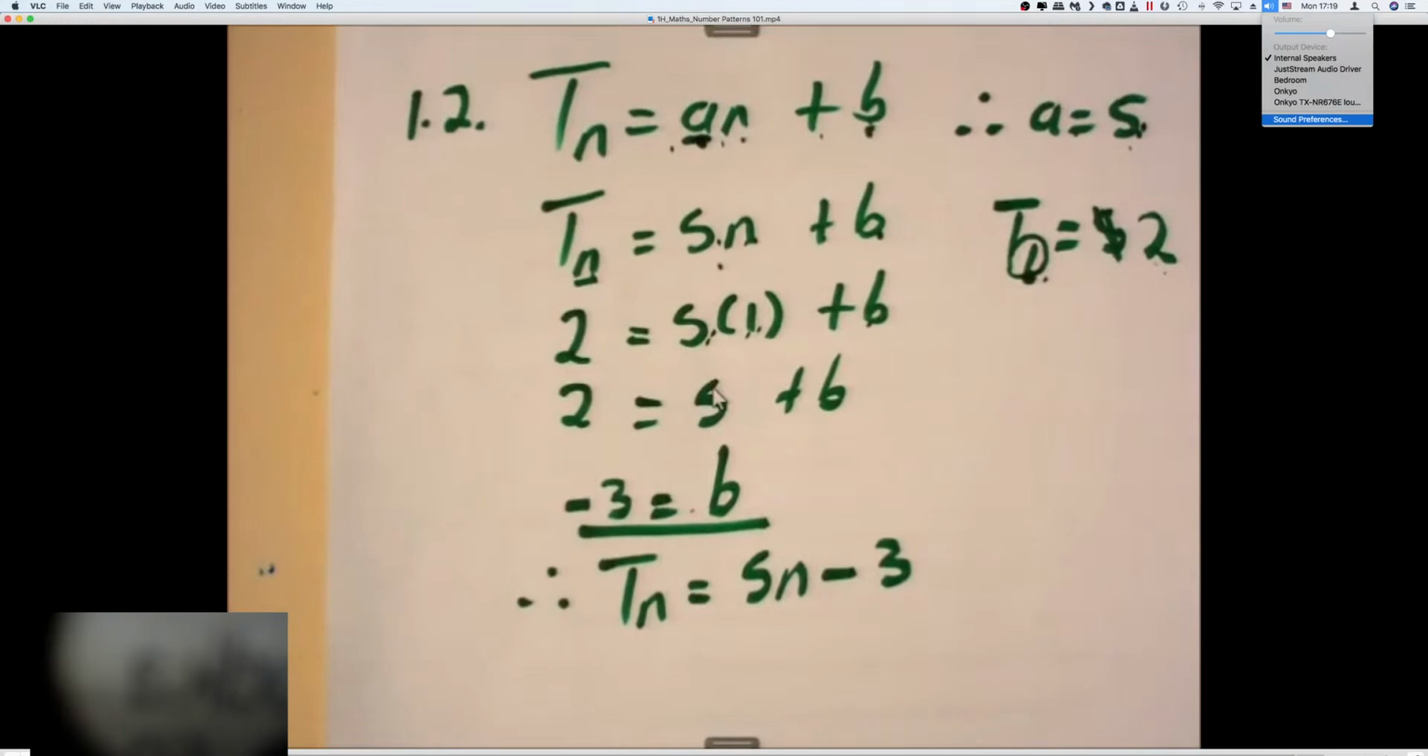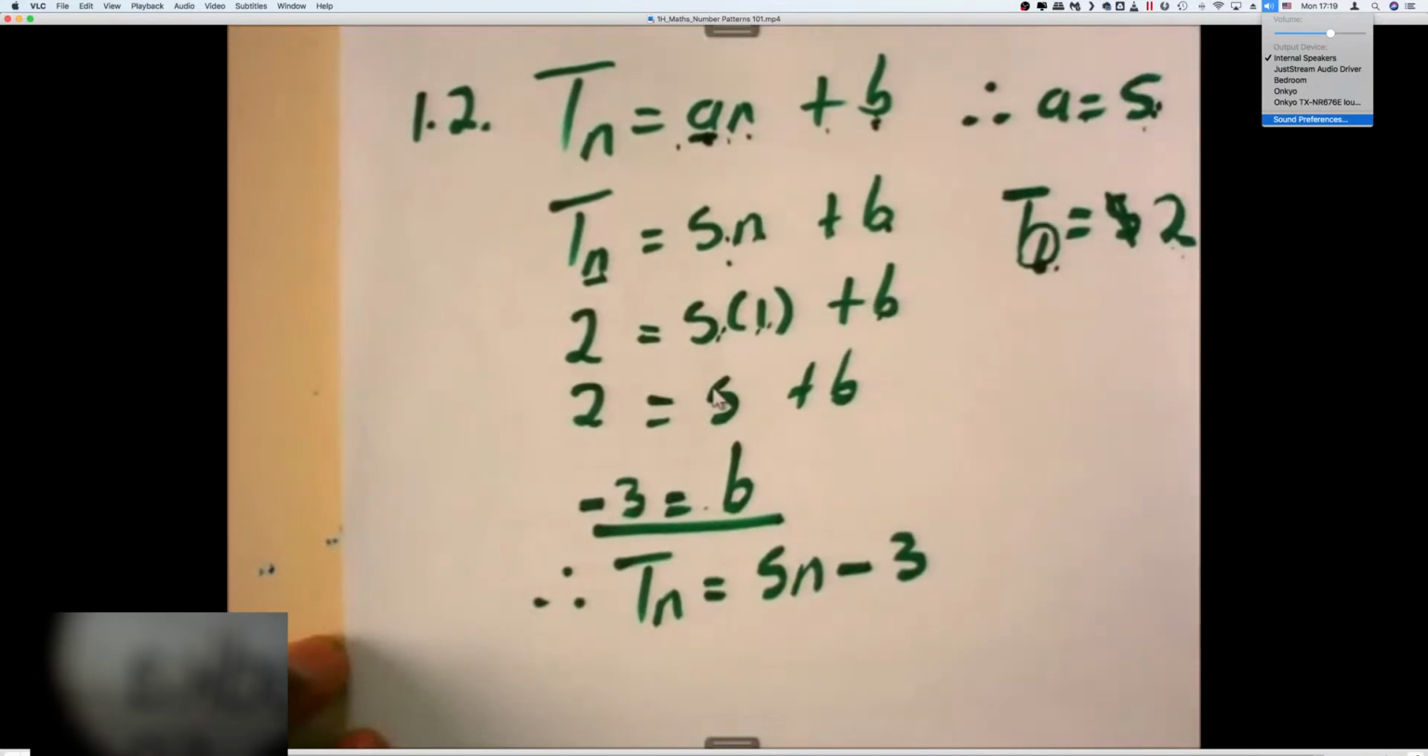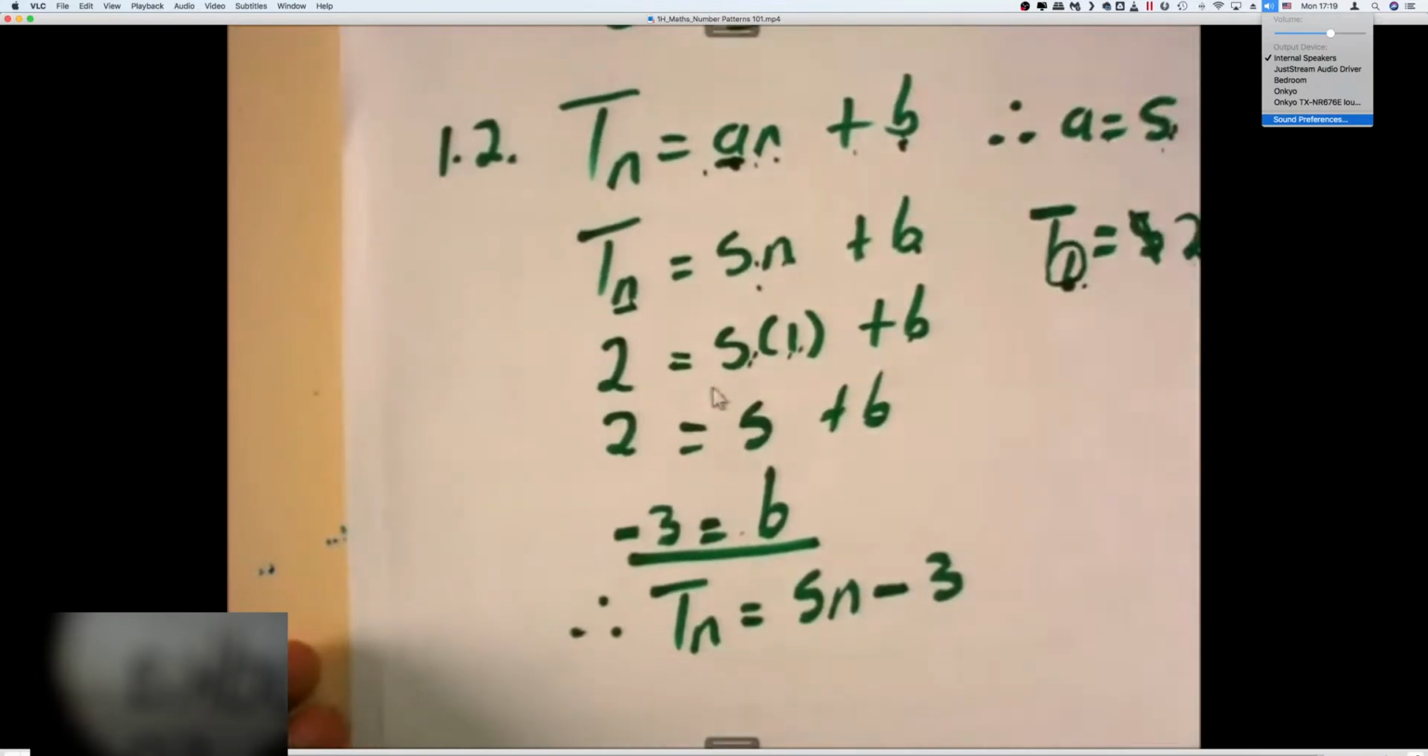I hope you're happy with that solution. That is our nth term. Let's look at the next question then, 1.3. Because 1.1 and 1.2 have been answered, and I hope we are still following. Let's answer 1.3.